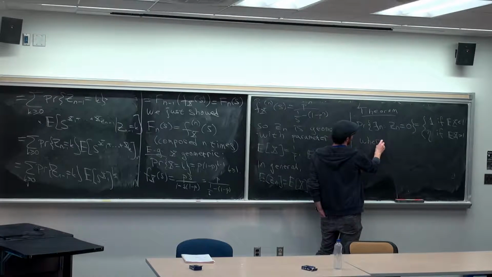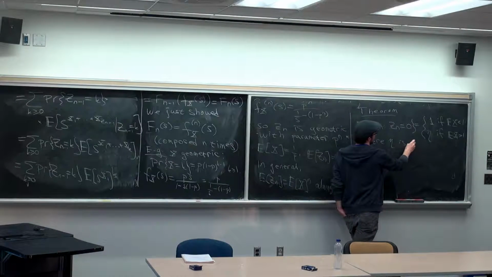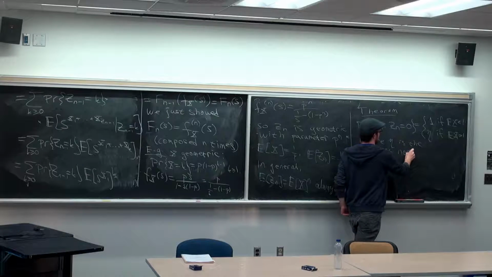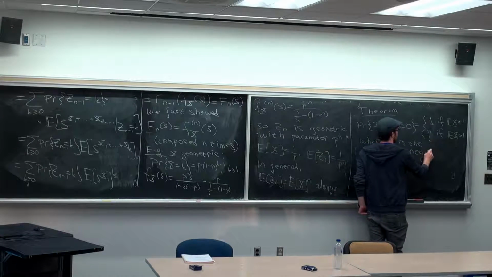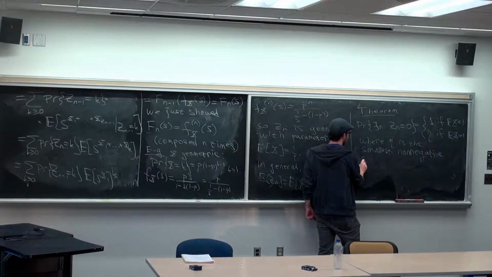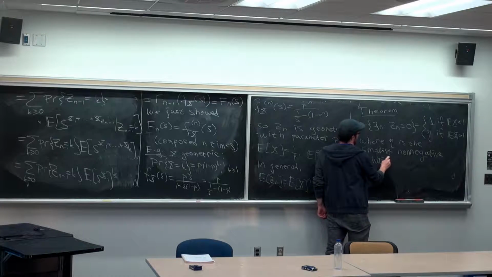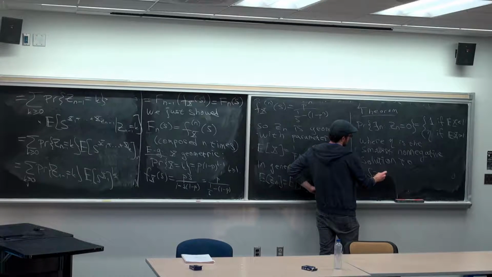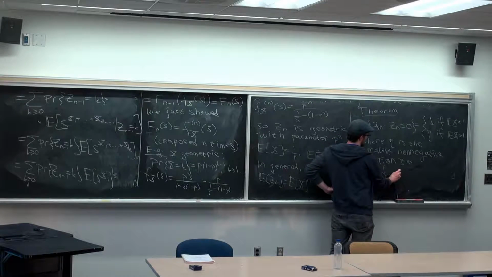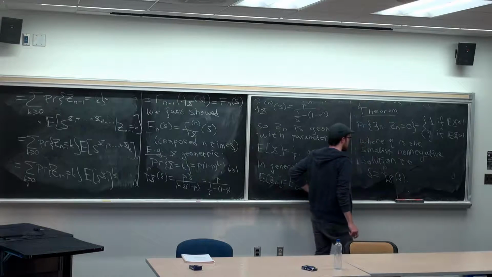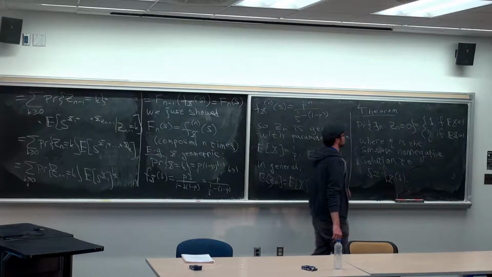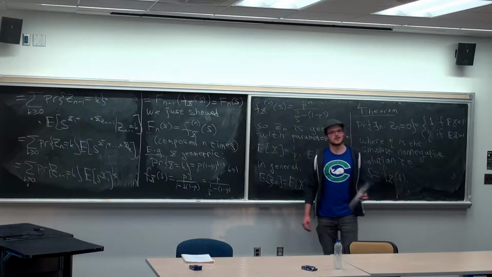Where eta is the smallest solution, smallest non-negative, to the fixed point equation for this f(x). Okay, so that's a pretty cool fact that I'm not really going to use, but that's what you should know about branching processes.